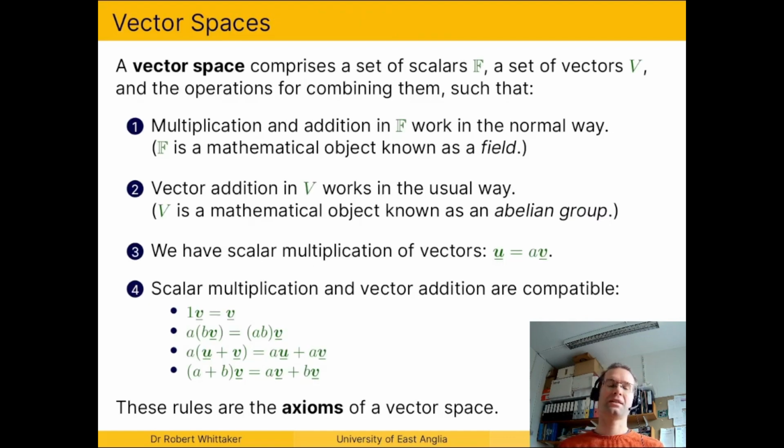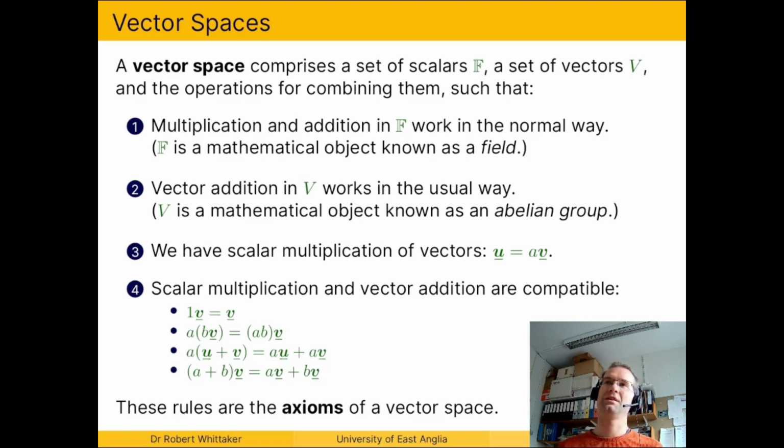So in mathematics, mathematicians have thought about this, and they've come up with this concept of something called a vector space. And this is a sort of fundamental thing that captures all the important properties that we want vectors to have. A vector space is a set of objects that comprises a set of scalars, which we'll call F, and a set of vectors that we'll call V, and the operations for combining them in the right ways. And there are a number of rules that have to be satisfied for this collection to be a vector space.